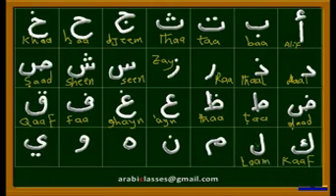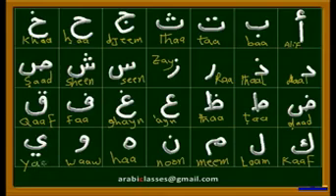لام, ميم, نون. ها, this is an H sound, so look here, this is ح and this is ها. واو and then يا.